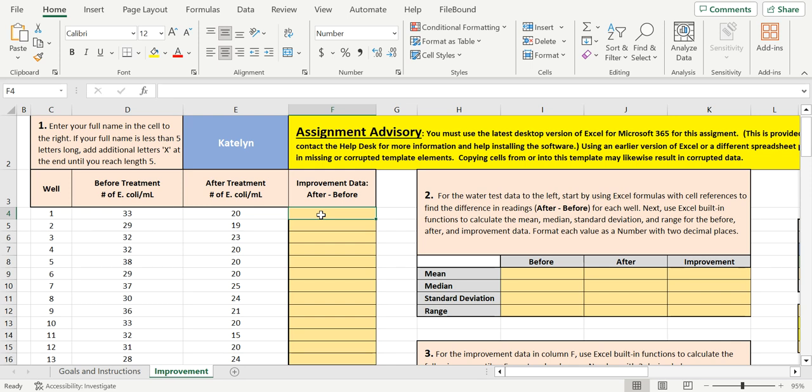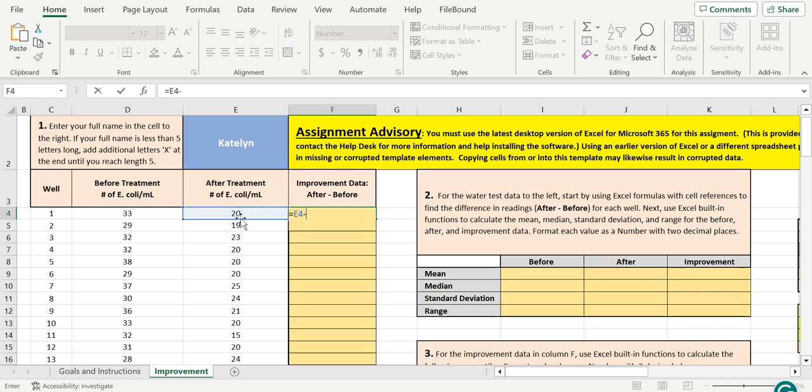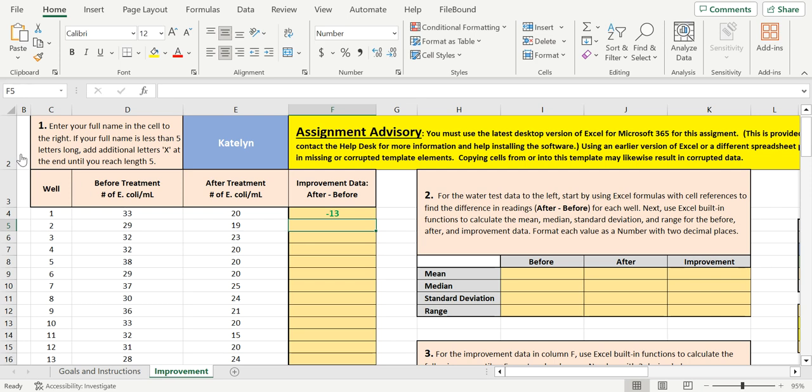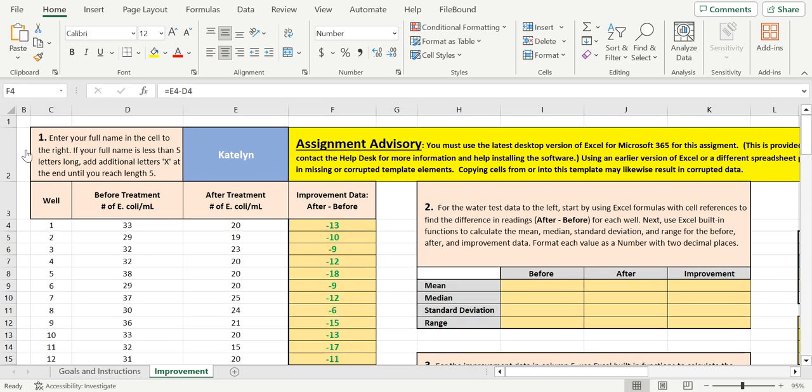So we want to take the amount of E. coli after minus the amount of E. coli before, do an Excel formula with cell references, and follow this all the way down column F. You can autofill that formula down column F. Just make sure you keep doing after minus before, column E minus column D, and then this will give you your improvement data. So we'll be looking at the before, after, and the improvement data.